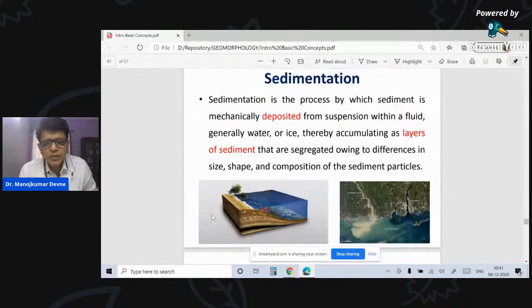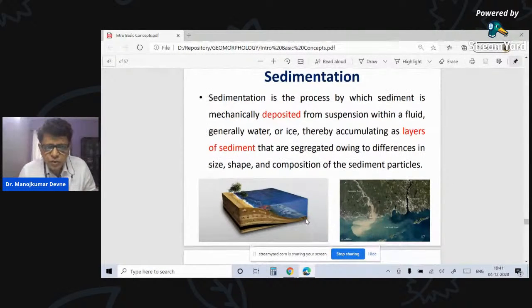Sedimentation is very similar to that. Okay, it is a process by which the sediment is mechanically deposited. Okay, it becomes heavy, it cannot suspend itself, and then it gradually goes down. Okay, and it settles down, and thus you could have layers. You can see in here layers. Okay, oceanic waters as such.